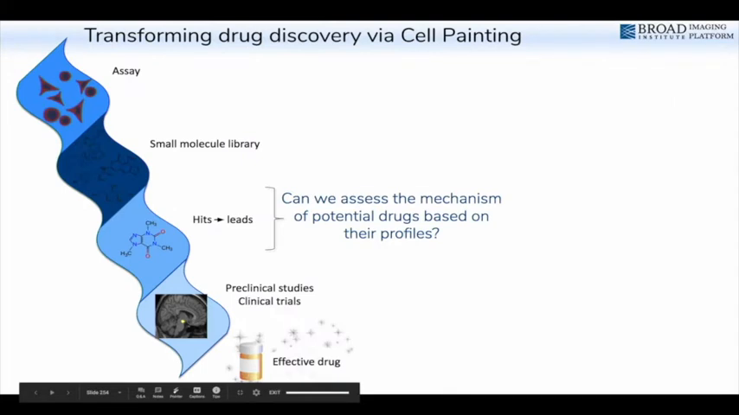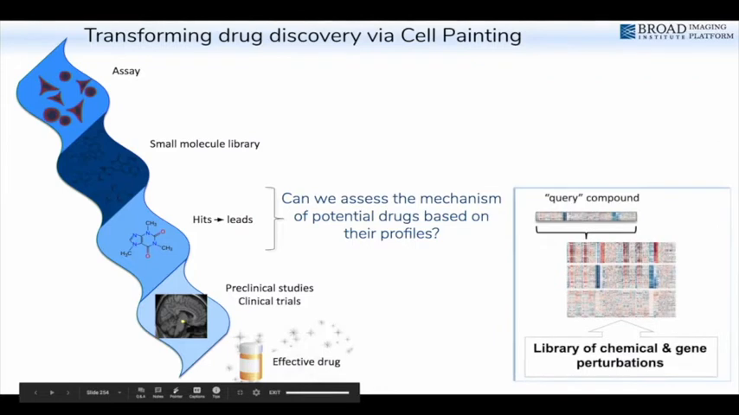Another way we could help the drug discovery process accelerate is assessing the mechanism of potential drugs based on their profiles. In this kind of designed experiment, you take a compound that, if you're a drug company or a biological laboratory, has some really interesting property in some biological system, but you want to know more about the mechanism. What's the target of this drug, or which pathways is it impinging upon? It's a pretty challenging step in the drug discovery pipeline, and a lot of projects get bottlenecked here in pharma.